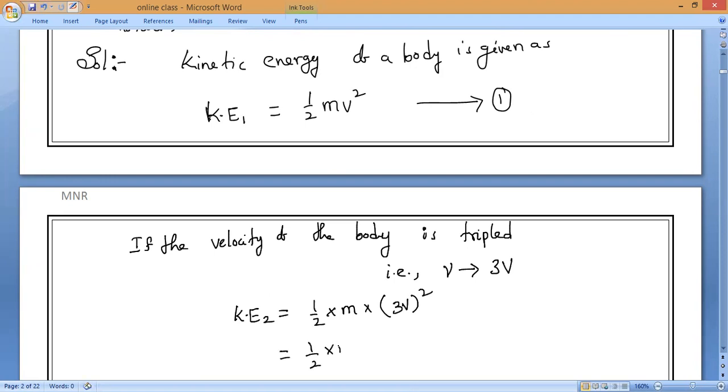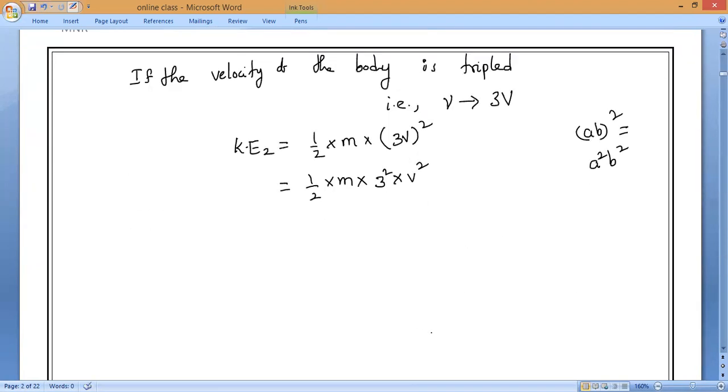So half into M into 3V square. Like (AB) whole square, what do we write? A square, B square. Same way here, what will come, guys? You also tell, 3 square into V square will come. So it is equal to 1 by 2 into M into 9 into V square. So this 9 I'll bring in front. So it turns into 9 into 1 by 2 mv square.